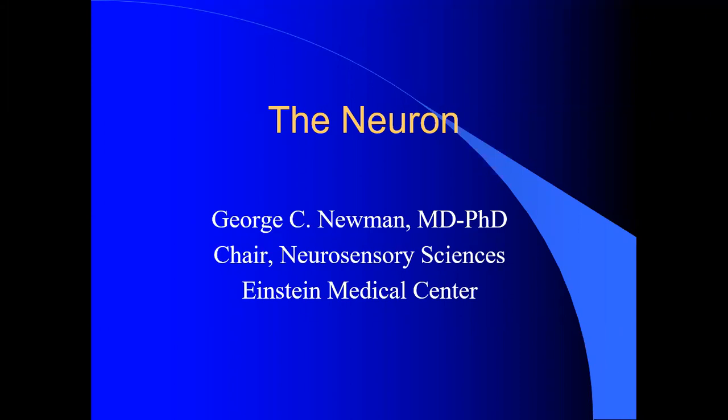This is the beginning of the neuroscience course here at Einstein Neurology Residency. This is the first of a 3-year course. The course is designed so that by the end of the 3rd year, you will have the equivalent education of a first-year graduate student in neuroscience.